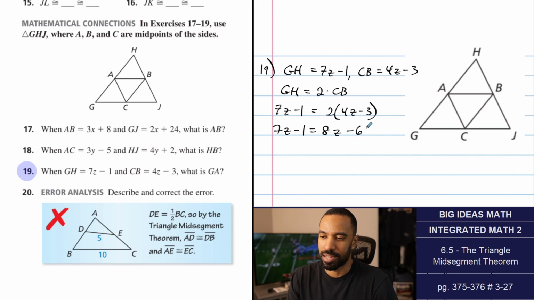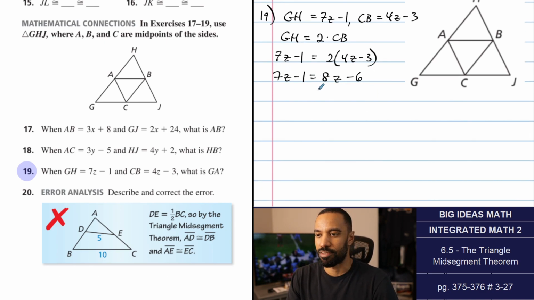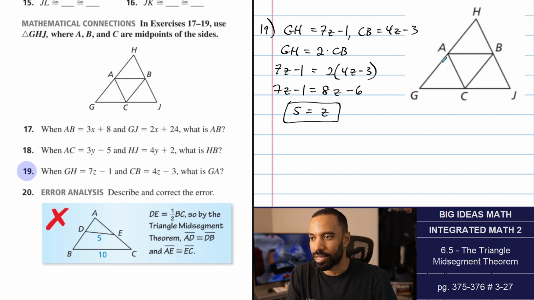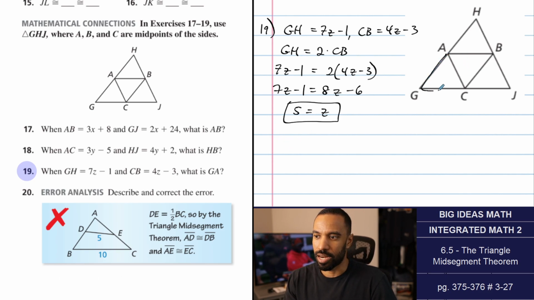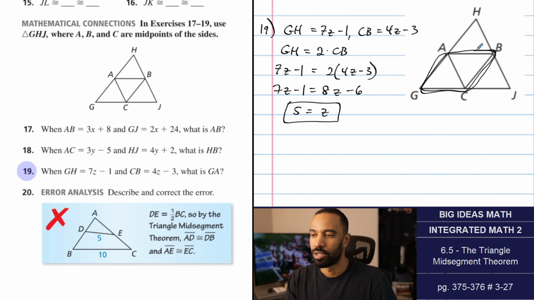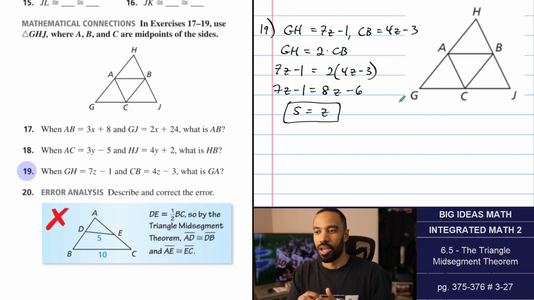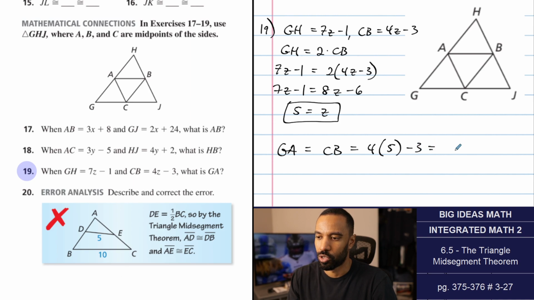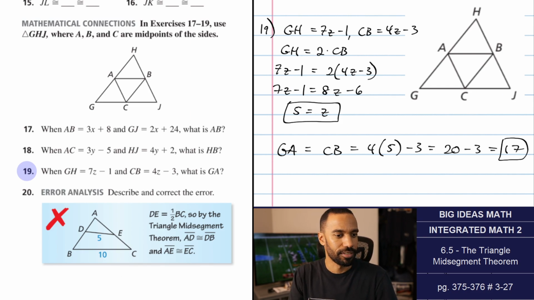So 8z minus 6. Subtract 7z from both sides, I get z. Add 6 to both sides, you get 5. Z is 5. Let's find the length of segment GA, just this guy right here. That should be the length of CB. This time, let's do it that way. Look, you get a, I don't know if it's a rhombus, you get a parallelogram right there. You might know about parallelograms, you might not. GA is the length of CB. In this case, we get to do 4 times 5 minus 3, or 20 minus 3, which is 17. That is GA.